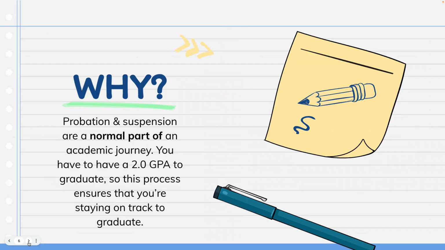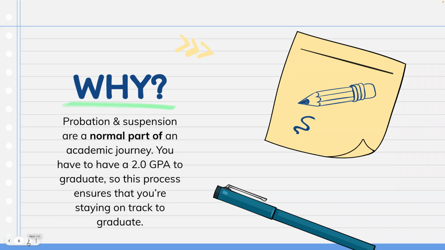All right. So why is this happening? Well, you have to be above a 2.0 to graduate. So probation and suspension can be just a normal part of the journey. Sometimes life happens, right? And so you just want to make sure that you're doing what you need to get back on track. If we did not do this, then you may get all the way to graduation and not be at the right GPA, right?